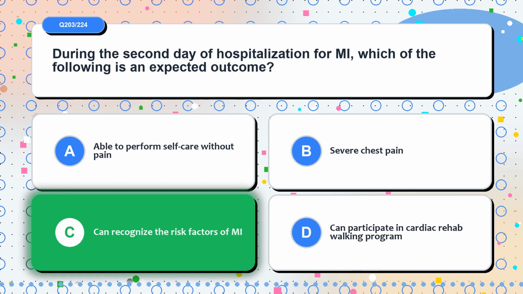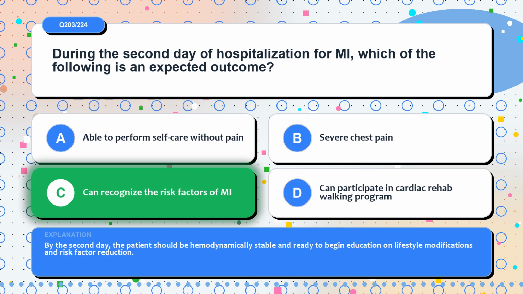The correct answer is option C. Can recognize the risk factors of MI. By the second day, the patient should be hemodynamically stable and ready to begin education on lifestyle modifications and risk factor reduction.